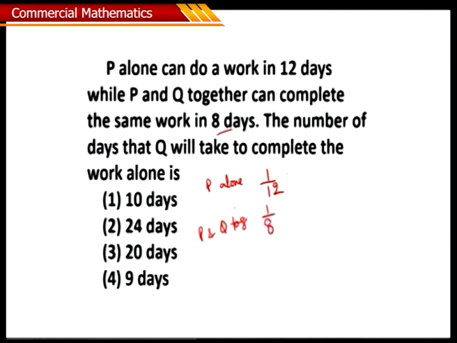So what is the work done by Q? It is the together work minus the alone work, which means 1/8 minus 1/12. This is the work done by Q alone in one day. So what is the LCM of 8 and 12?